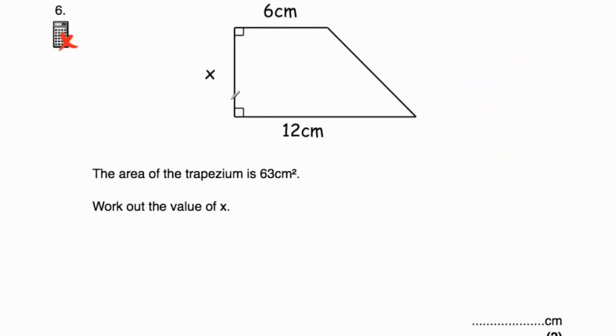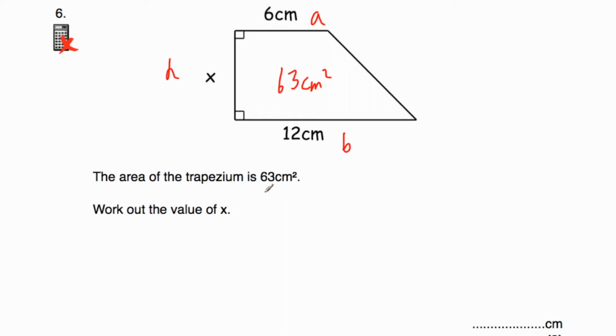Okay, let's have a look at question number 6. In question number 6, we've been given a trapezium with some measurements. We've got this length is 6 centimeters, this length is 12 centimeters. There are our parallel sides, our A and our B. And we've got the height of the trapezium, which is x. We don't know x yet, but we're probably going to have to work it out. We're told the area of the trapezium is 63 centimeters squared, and we've been asked to work out the value of x. So we need to find the height of the trapezium.